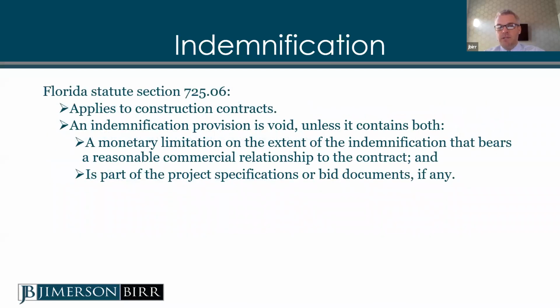This statute, 725.06, specifically deals with construction contracts. In my general contractor example, when the general contractor is trying to push liability to the subcontractor for things that the general contractor may have done incorrectly, that provision is going to be void unless it has some bells and whistles that comply with 725.06. There needs to be a monetary limitation on the extent of that indemnification that bears a reasonable relationship to the contract. And if there are project specifications or bid documents, this requirement to indemnify the general contractor for its bad acts will need to be in those documents.